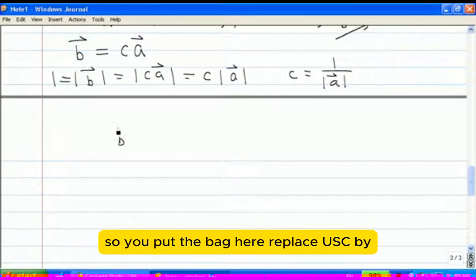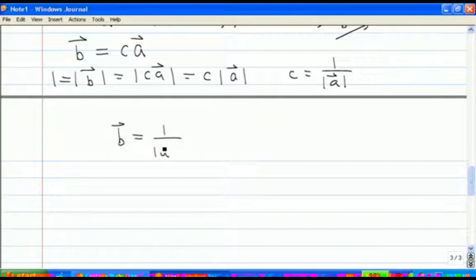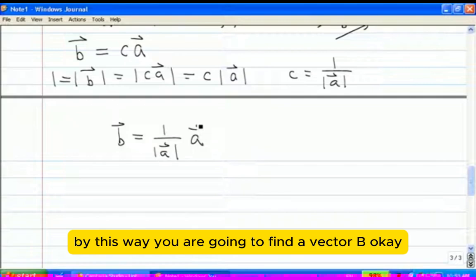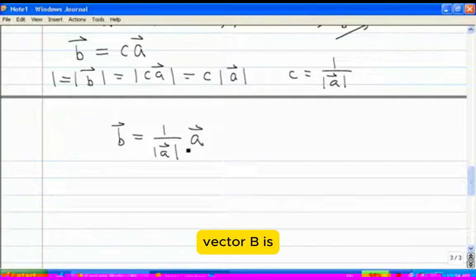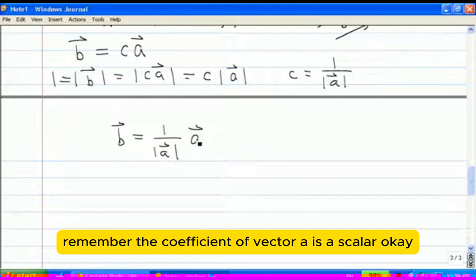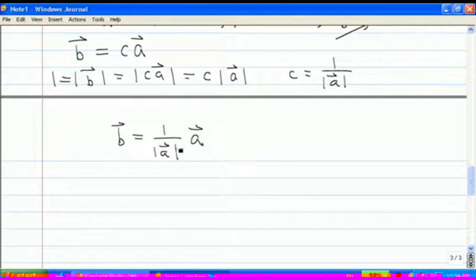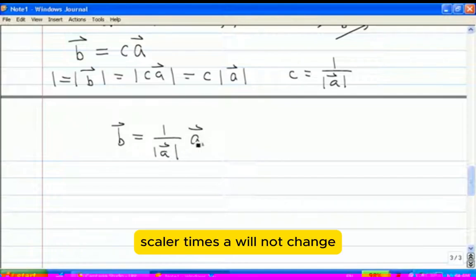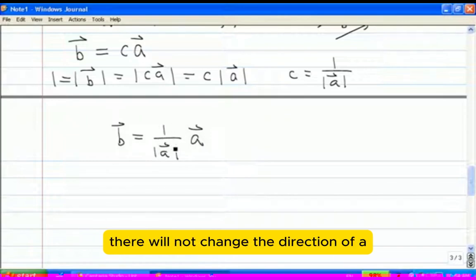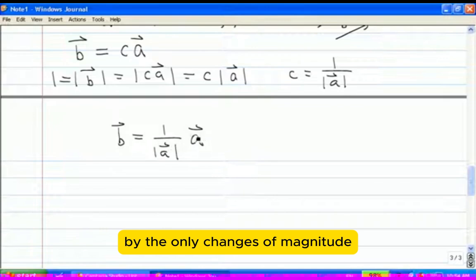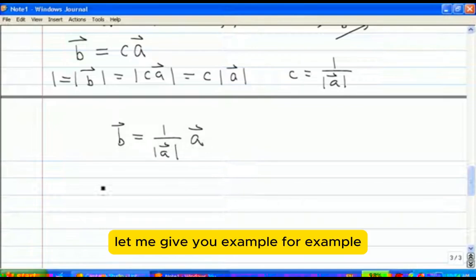So you put it back here, replacing your c by this, and this way you are going to find vector B. Remember, the coefficient of vector A is a scalar. A scalar times A, if the scalar is positive, will not change the direction of A, but only change its magnitude. Let me give you an example.